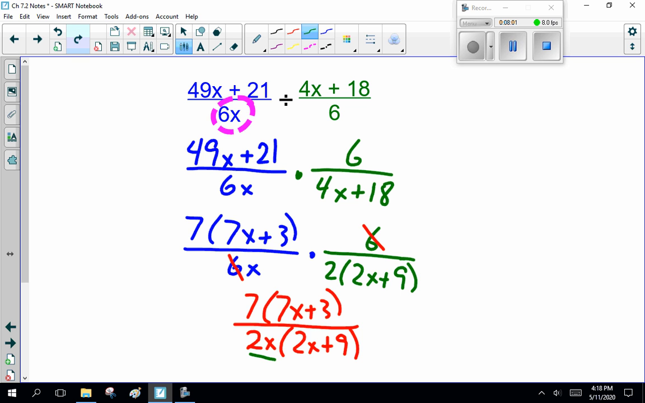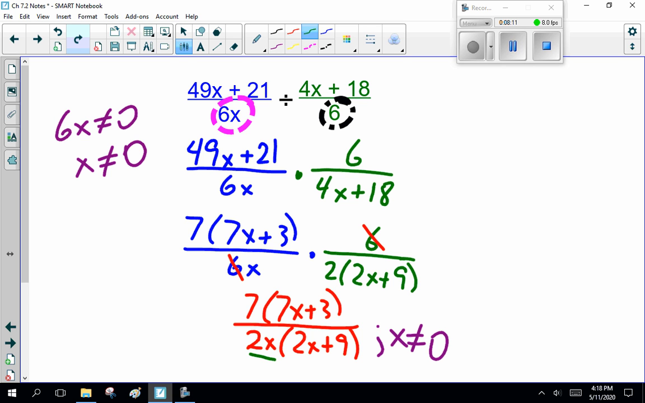Now, non-permissible values. 6x can't equal 0. Divide both sides by 6. X can't equal 0. So write that out there. The other denominator is 6. Can 6 ever equal 0? No. So you ignore that. You go to the last one.